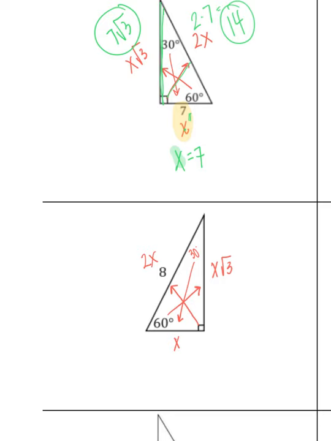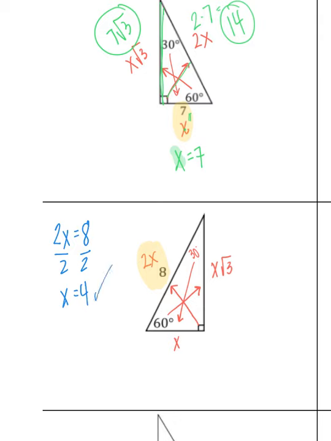Okay, then back up and think to yourself, okay, I'm given one side length. I'm given this side length of 8. Set the label equal to the side length. So we have 2x equals 8. Solve for x. You should get x is 4.